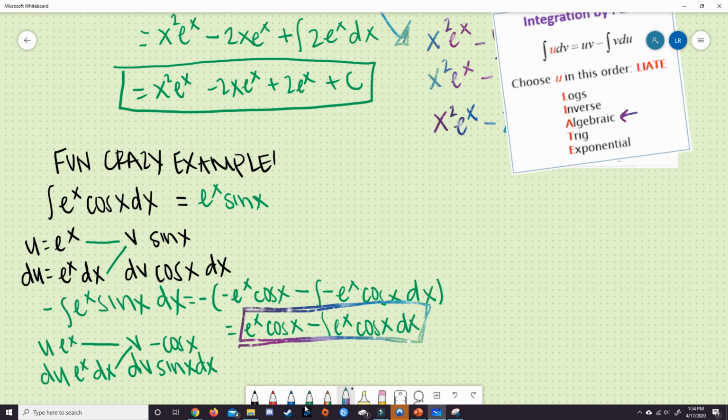Let me write it in the galaxy color so that you know where it came from. Plus e to the x cosine of x minus the integral of e to the x cosine of x dx. Well, where did we go? Because when I try to integrate this by parts, it's going to be exactly the same thing again. Right? Because look, isn't that what we started with? Isn't that what we started with? This is insane. This is crazy.